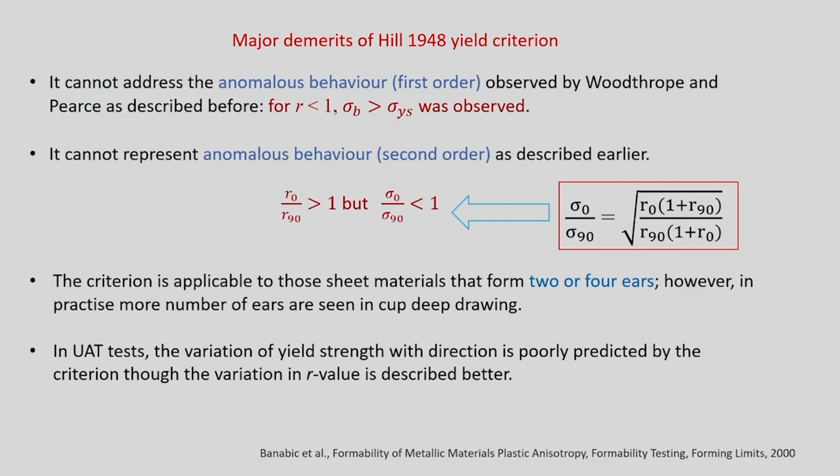Okay, so let us complete this part. What are the major demerits of Hill's 1948 criterion? The first one is, it cannot address anomalous behavior of first order, which we have just now discussed, which means for r less than 1, sigma B greater than sigma ys were observed. Just now we discussed. There is one more thing which is called anomalous behavior second order, also discussed before.